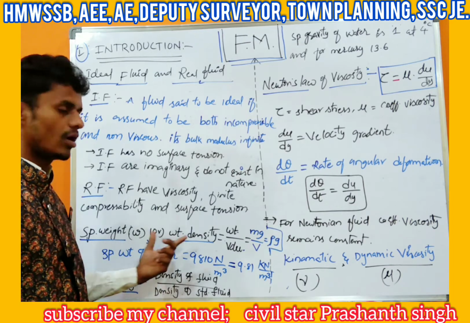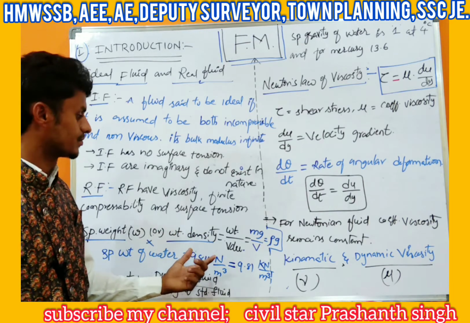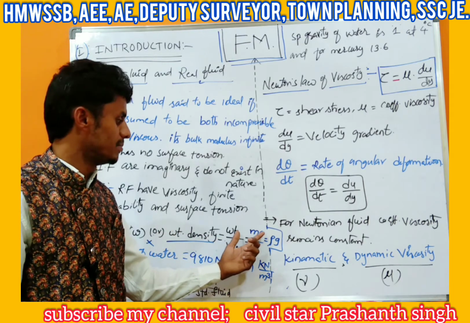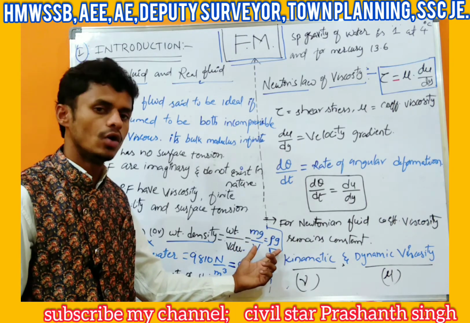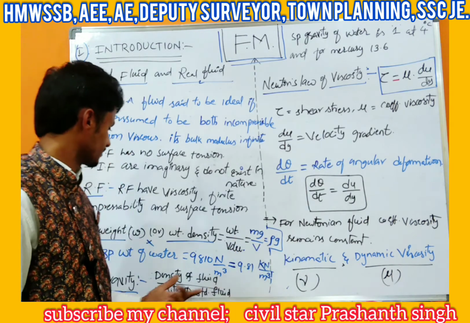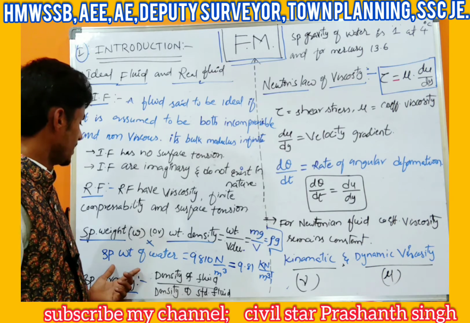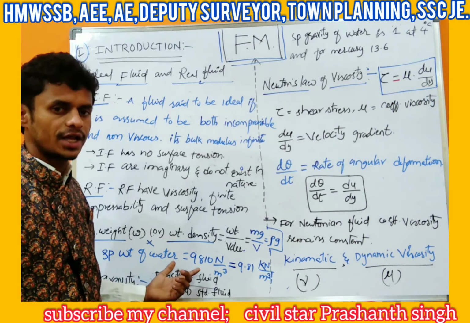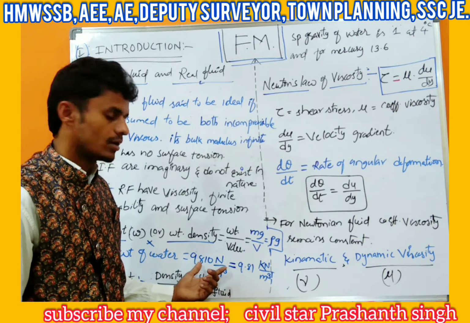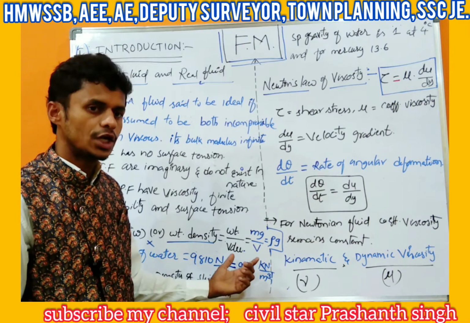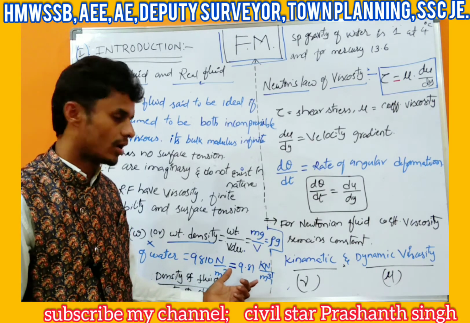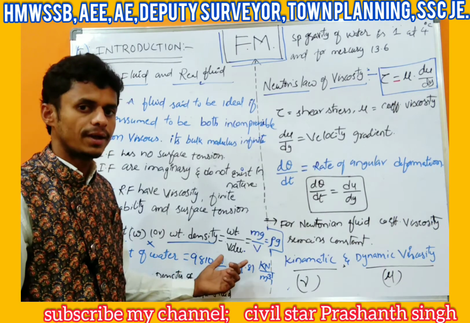Next, the basic definition of specific weight, also called specific density. Specific weight is weight by volume, m into g by v, that is equal to rho into g. The specific weight of water is 9.81 kilonewton per meter cube, or 9810 newton per meter cube.